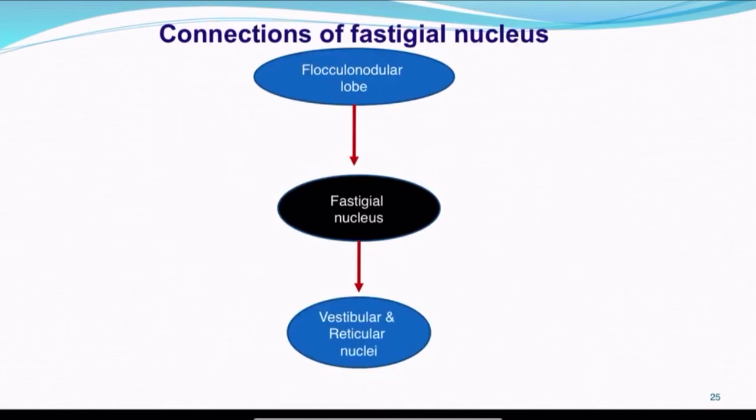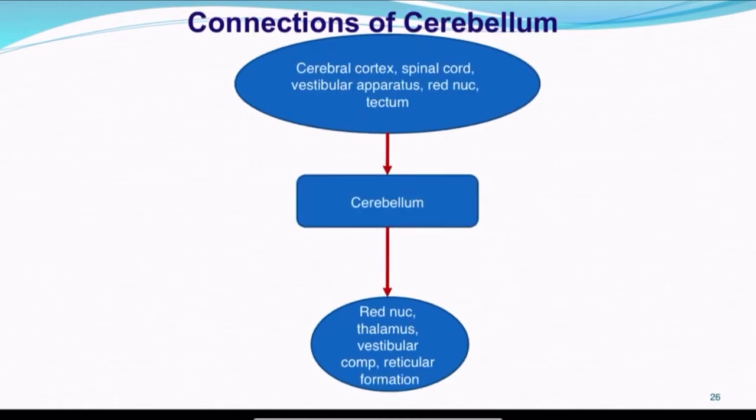Coming to connections of fastigial nucleus, since we said it's concerned with the archicerebellum, the flocculonodular lobe, which is the component of cerebellum responsible for the older connections, or oldest part of the cerebellum, sends the impulses to fastigial nucleus, and from there to vestibular and reticular nuclei.